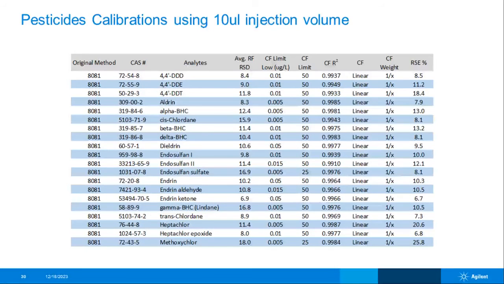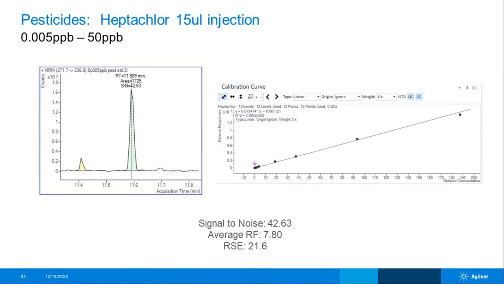Now we move into some individual compounds and take a look at those. So here is heptachlor on a 15 microliter injection and the calibration range. This is one of the compounds that tends to play a little bit nicer. We don't really have many issues with this one. So we're getting beautiful peak shape here. This is the low standard of 5 ppt. We still have a signal to noise value of almost 43. The average RF over the entire calibration range was, again, below 8 with an RSE of 21%.